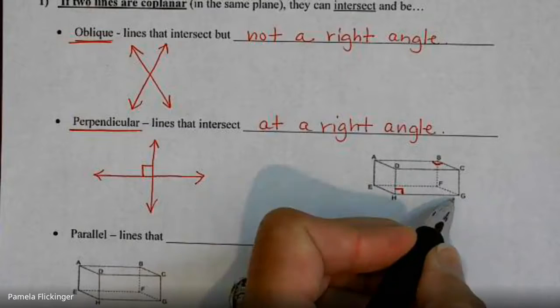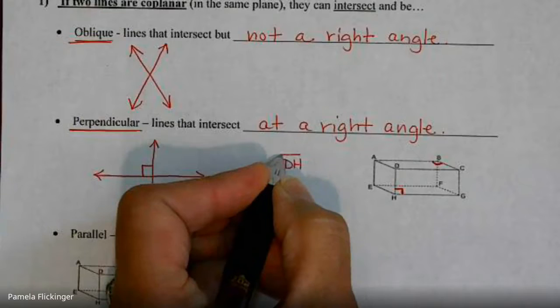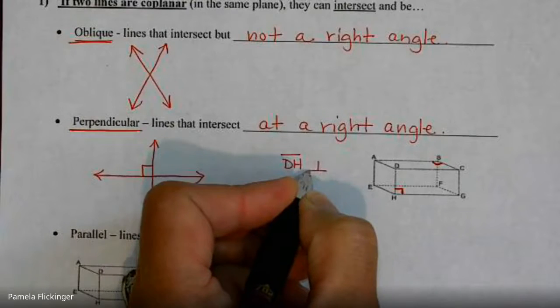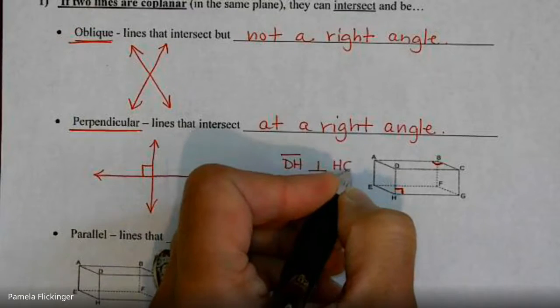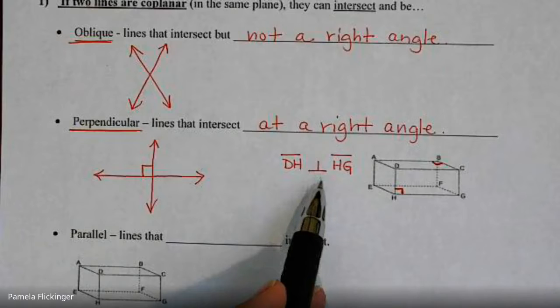You can say, and these would be segments, so we could say segment DH with the bar over it is perpendicular to segment HG. That's how you would write that. And then don't forget the upside down T means perpendicular.